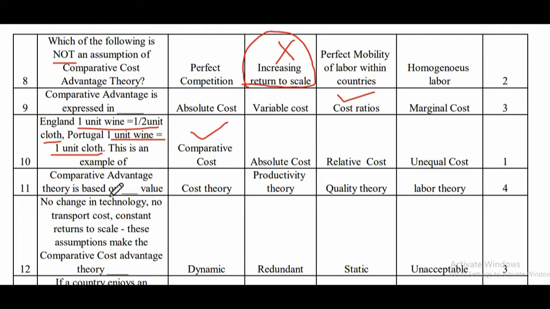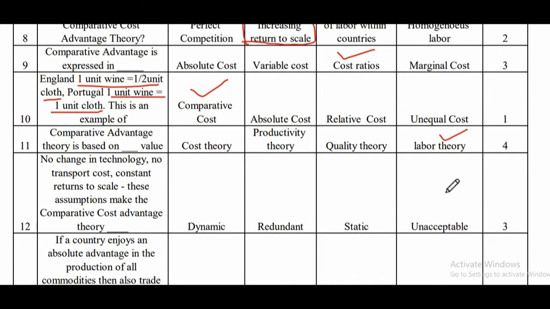Now the next one is, comparative advantage theory is based on dash value. Option number 1 is cost theory. Option number 2 is productivity theory. Option number 3 is quality theory. And option number 4 is labor theory. Now please remember that comparative advantage theory is based on labor theory. So option number 4 is the correct answer.